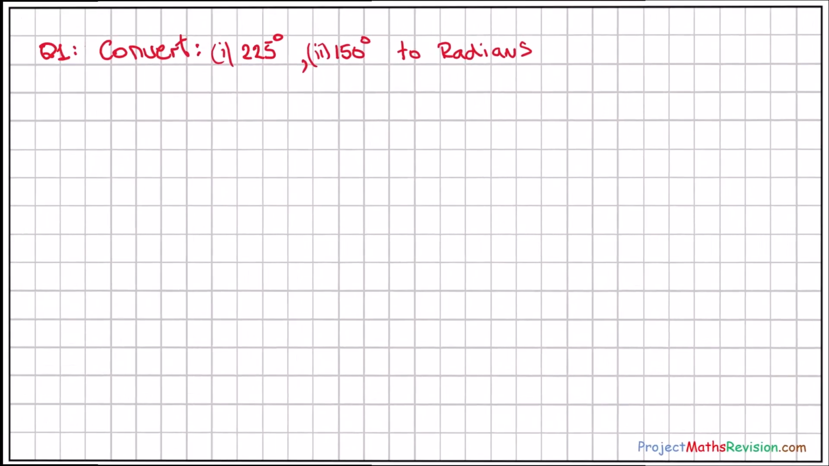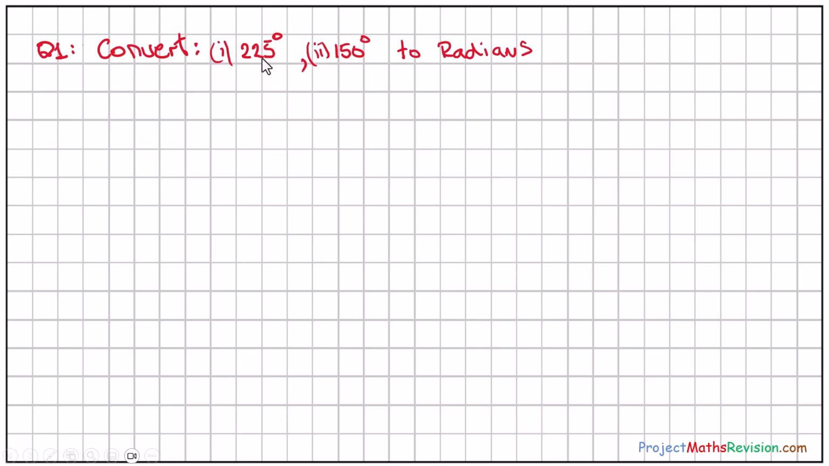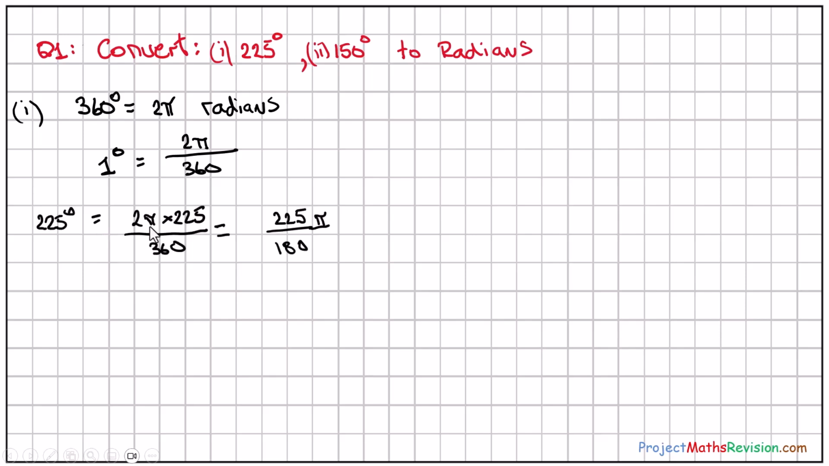So let's have a look at question 1. Here we're asked to convert 225 degrees to radians. In 1 complete revolution, 360 degrees, we have 2 pi radians. So 1 degree is 2 pi divided by 360, and 225 degrees will be 2 pi multiplied by 225 over 360. Divide 2 into 360, we get 180. Divide above and below by 5, we get 45 pi over 36.